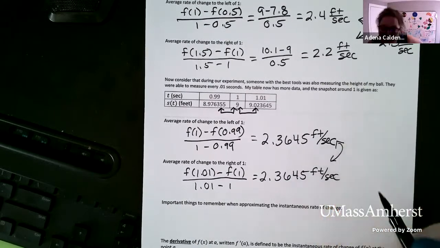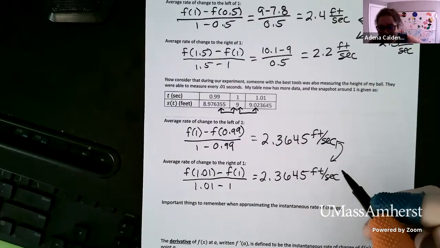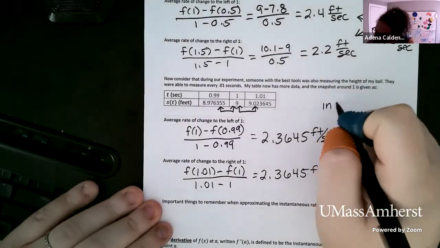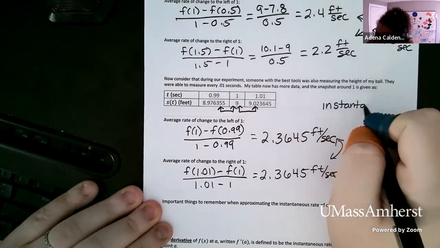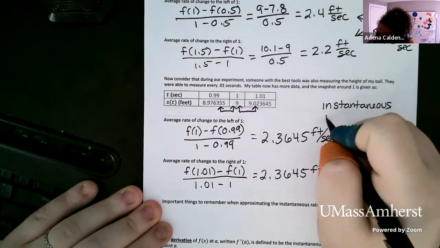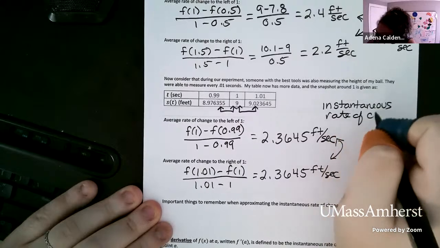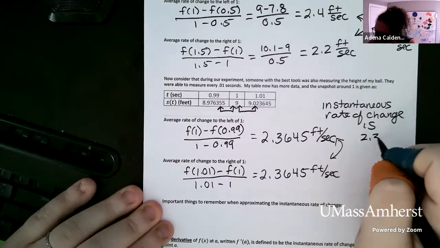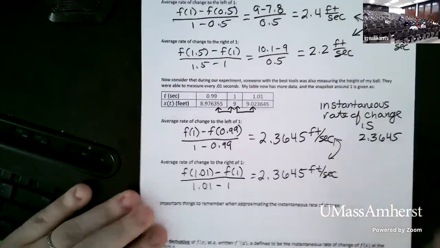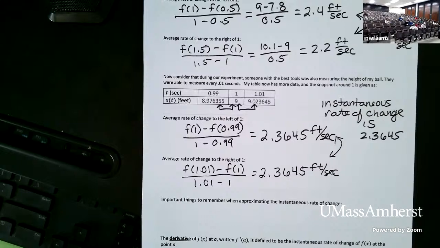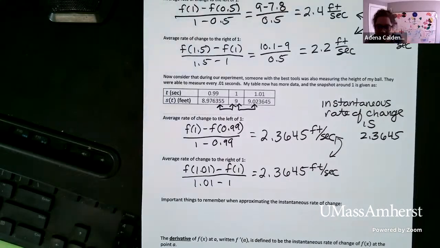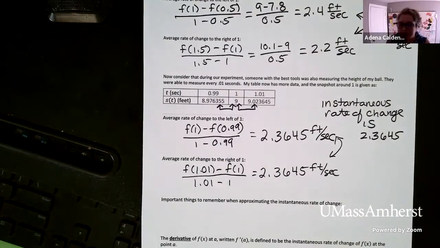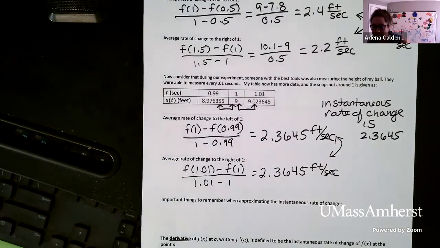So this is what we are hoping will happen, that we get close enough that the average rate of change from the left is the same as the average rate of change from the right. And then we can say the instantaneous rate of change is 2.3645. Okay, it's no longer an approximation if you have the same value on the left and the right, right? We have found the actual instantaneous rate of change by getting close enough.